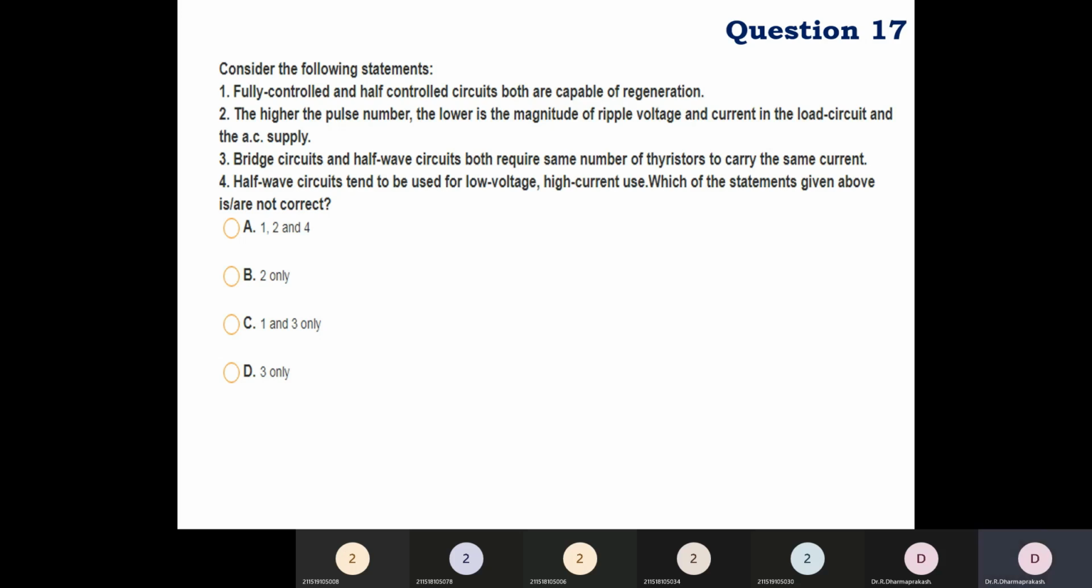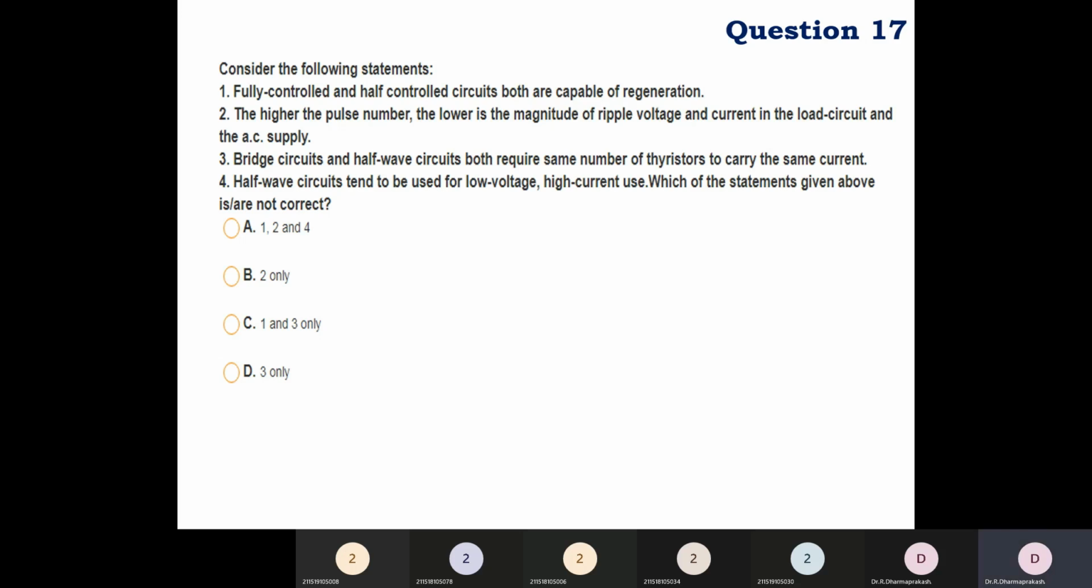And third, the bridge circuits and half wave circuits both require the same number of thyristors to carry the same current. Actually, the bridge circuit and the center tap type: the center tap type has two thyristors, but the bridge converter has four thyristors. Okay. So in this bridge type circuit, it requires more devices compared with the other configurations. So it is not the right one. And fourth one, all these circuits tend to be used for low voltage, high current use.